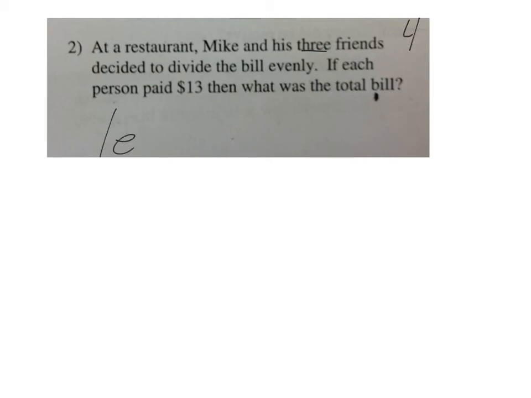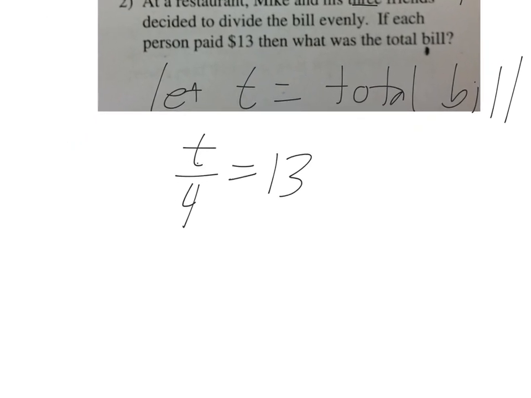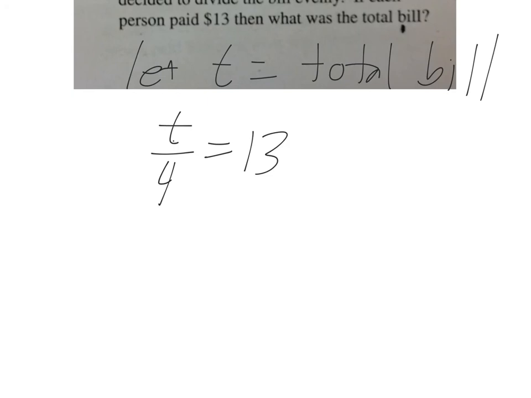You're going to let T equal the total bill, and you have to split the bill evenly amongst the 4 friends, so it'll be T over 4, and it says each person paid 13. So if you divide the bill by 4, you get 13. Now you would go through and say, how can I solve this equation? Well, you just solve it the same way you would think of it.